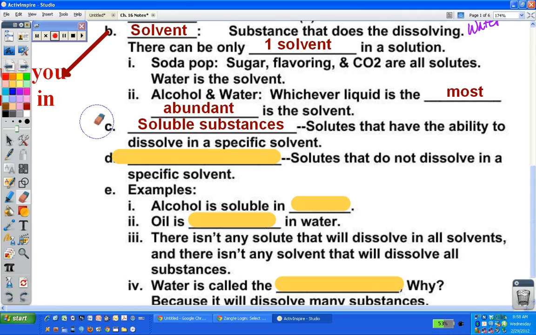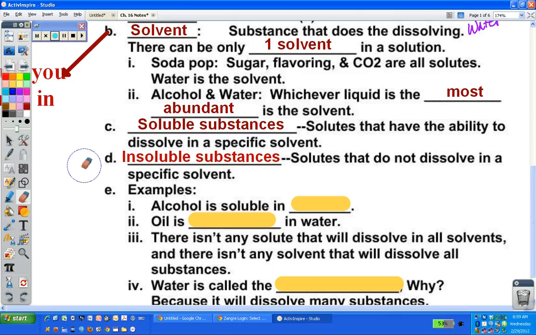All right. So, soluble substances are those where you have solutes that have the ability to dissolve in a particular solvent. Insoluble substances are when they don't dissolve. Take dirt, for example, depending on the size of the particle. Take a clod of dirt, crumple it up and pour it into a bucket of water. Yeah, you'll make some mud. But then after a while, what's going to happen to it?